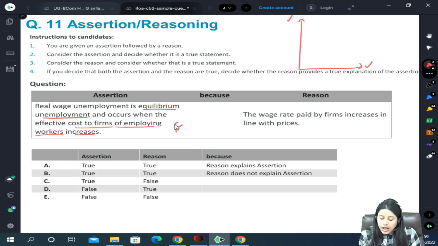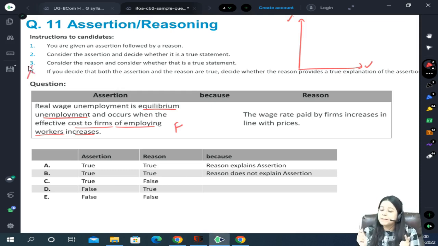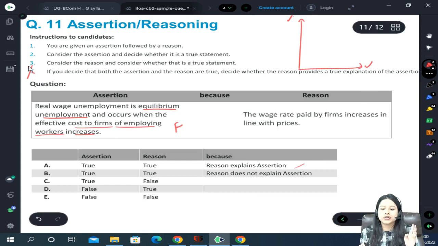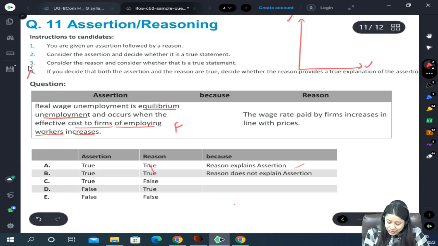Okay, if it becomes false, that is very good, because you don't have to do the third step at all. What was the third step? If your assertion is true and reason is true, then tell whether it explains or does not explain. But if the assertion is false, then I think being false is the best thing. If it is false, then you don't have to do the third step, right? So the first two are gone anyways. So you are just left with these two options.